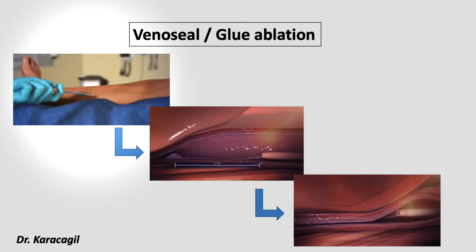The procedure involves the placement of a very small amount of VenaSeal medical glue into the vein through a small catheter. Unlike other treatments, VenaSeal does not require large volumes of local anesthesia. Patients can return to their normal activities right after the treatment.